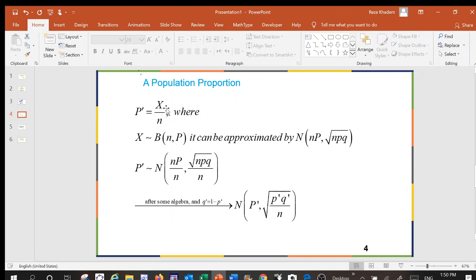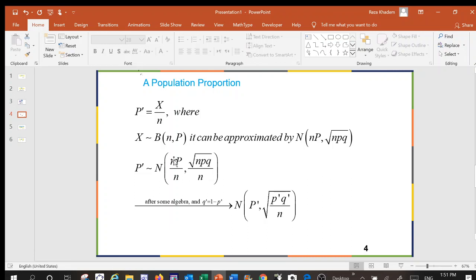So what is the mean and standard deviation of the p primes? Well, it looks like we could just divide these by n, because that's what p prime is. P prime is x over n. So the mean of p prime would be np divided by n, and the standard deviation would be the square root of npq divided by n.